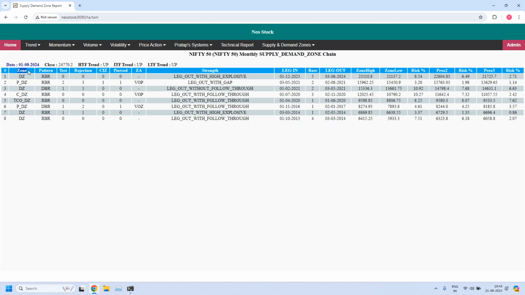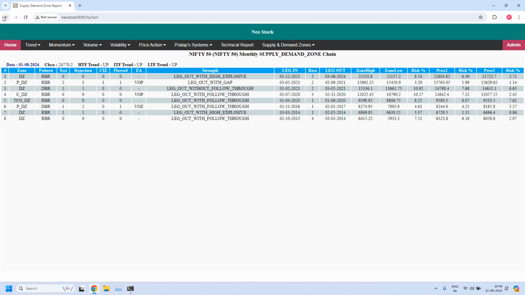Always look into zone column to identify high liquidity zones. Look into pierced column to check whether any of the zones are pierced. And the test column and rejection column will tell you the times the zone is tested. And also look into the LTF trend for the current time frame trend. ITF and HTF are one time frame higher, and here one more time frame higher. So currently the monthly trend is uptrend, that is LTF trend. That way software will assume.